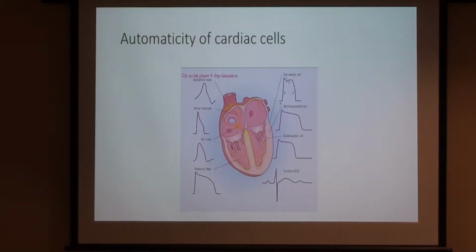The property of being able to generate a depolarization, which is a change in the electrical potential across the membrane of the cell, is termed automaticity. Right, so that's the automaticity of that damn bird. It's the dumbest bird on the planet.